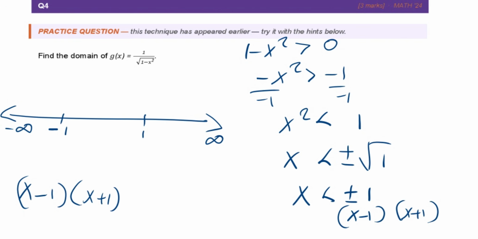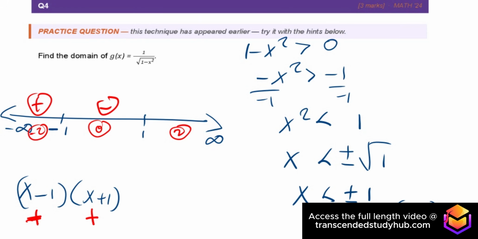X minus 1 and x plus 1. So here is the thing now. A number in between, I'll get 0, here I'll get a 2, and here I'll get a -2. If I put -2 here, it will be negative. Where there is x, here it will be negative. Negative and negative is positive. If I put 0 here, where there is x, this will be negative. Here it will be positive. Negative, positive, negative. If I put 2 here, positive, here positive, overall positive.